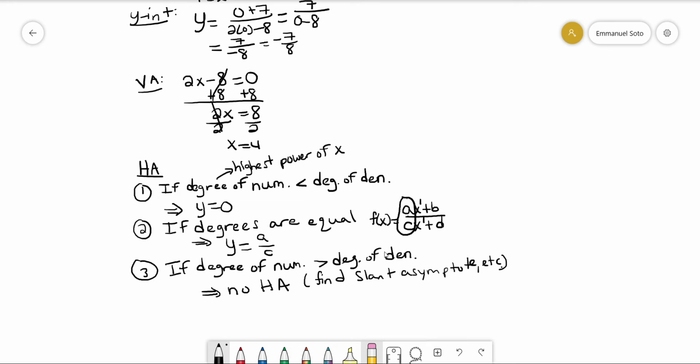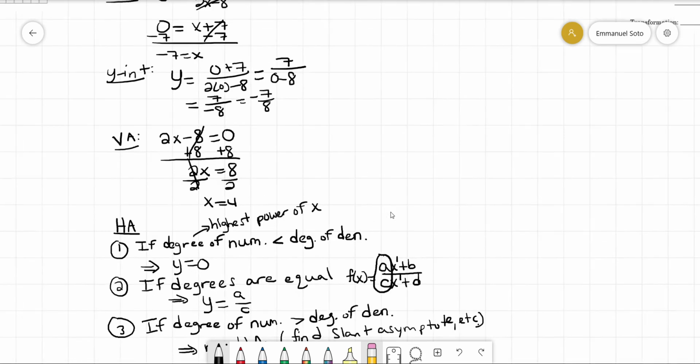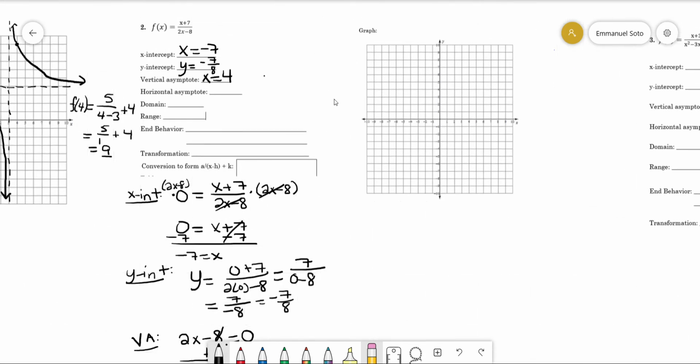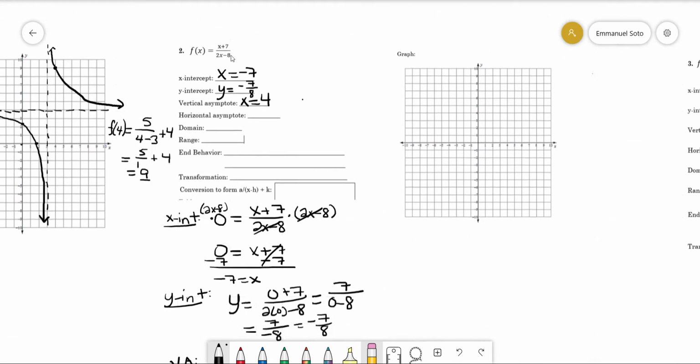Okay, so now that we know those cases, let's see what this case belongs to. If you look at the following problem, you have x plus 7 over 2x minus 8, which means that the powers are 1. The power for x is 1, the power for x is 1, so the degrees are the same. That means you're going to take the ratio of the leading coefficients. So there's an invisible 1 there and a 2 there. So that means it's going to be 1 over 2. And that's going to be your horizontal asymptote, y equals 1 over 2.